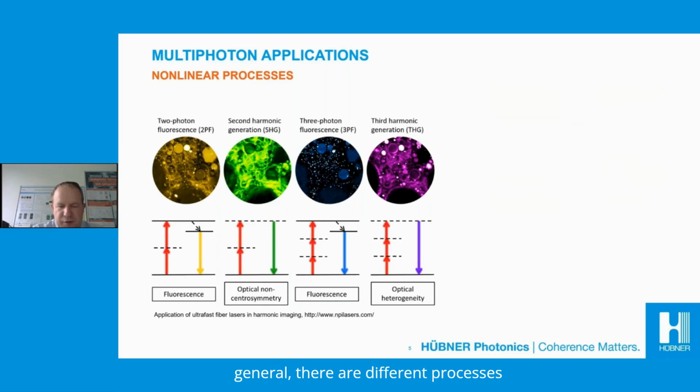In general, there are different processes you can address. The first one is so-called two-photon fluorescence. So you have to use two photons, and then you finally get a fluorescence with a slightly lower energy. You can use second harmonic generation, where you have two photons, and you get one photon back with the same total energy.